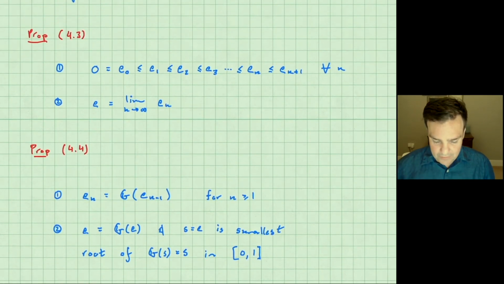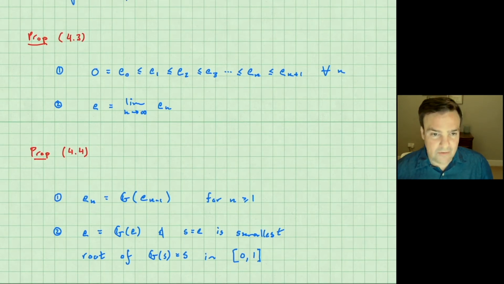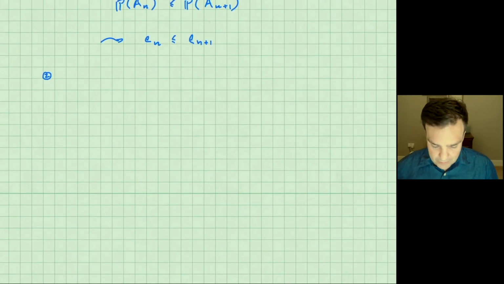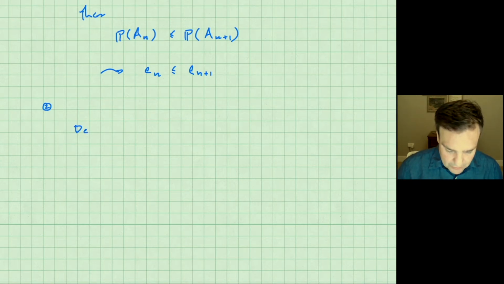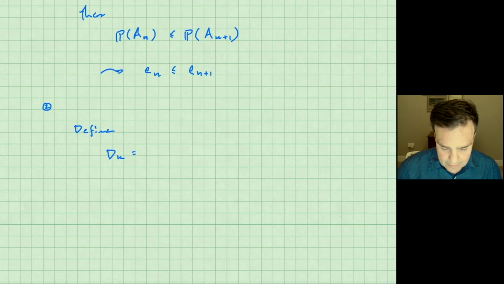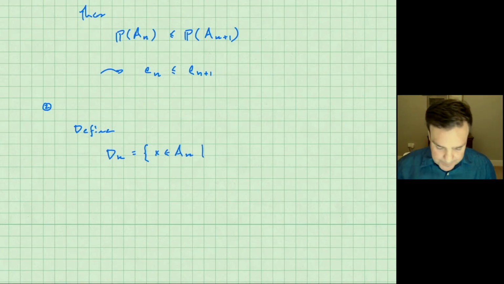Now we'll work on the second part. And just to remind you what that is, the second part is saying that E is the limit as n goes to infinity of E_n. Okay. So for this, let's define the following. We're going to define some disjoint sets. So I'm going to define D_n to be the set of all x's that are in A_n, but such that x is not in A_{n-1}.